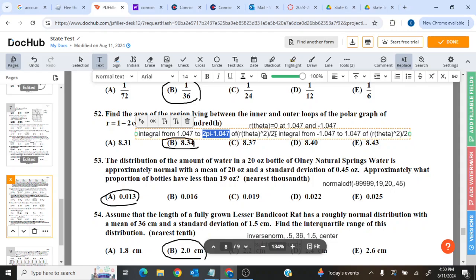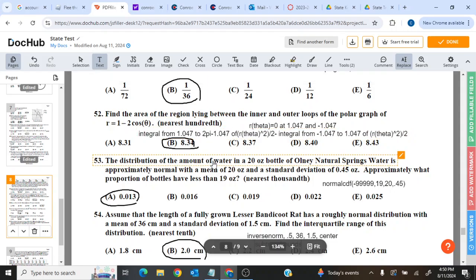To find the area lying between them, because the outer loop includes the inner loop right now. So then you do integral from your 2 points of r of theta squared over 2. The same formula used before, and you get an area of 8.34.